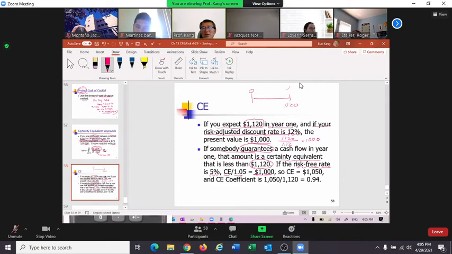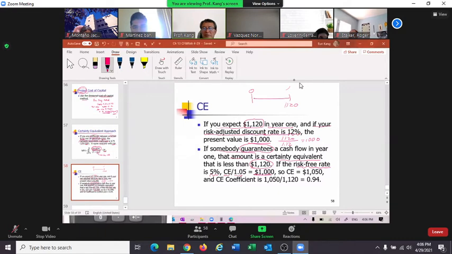Before, we calculated 1120 over 1.12, but now it's reverse order. So 1,000 is already calculated. We have calculated the present value, but discounted by the risk-free rate, then what is the certainty equivalent? That is 1050, okay? 1050 over 1.05 is 1,000. So the certainty equivalent is 1050, right?